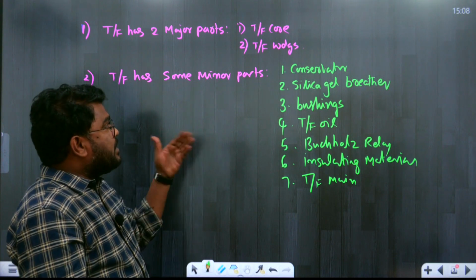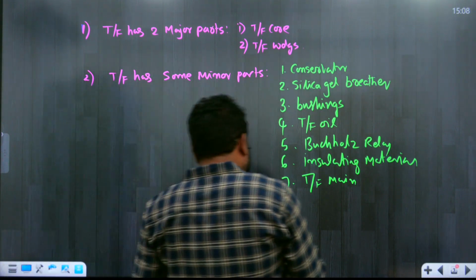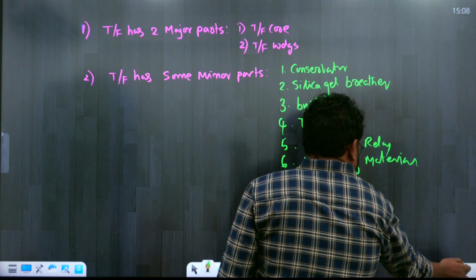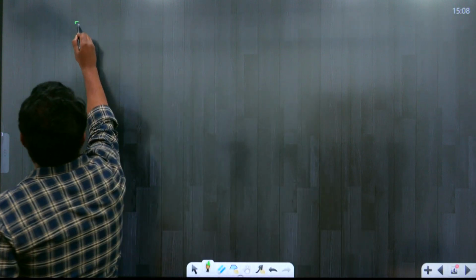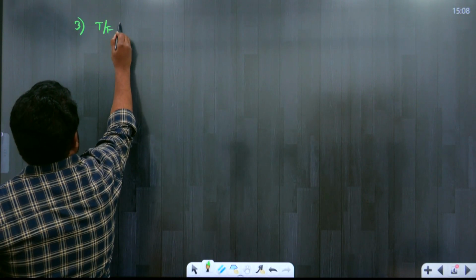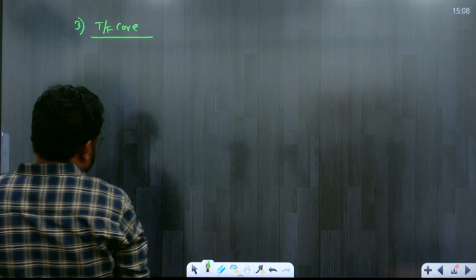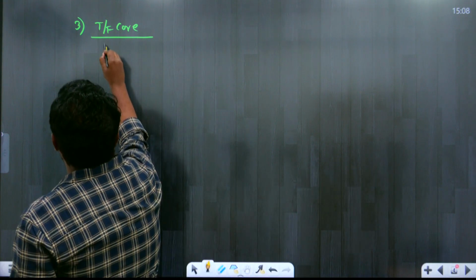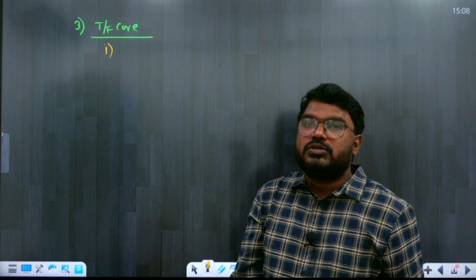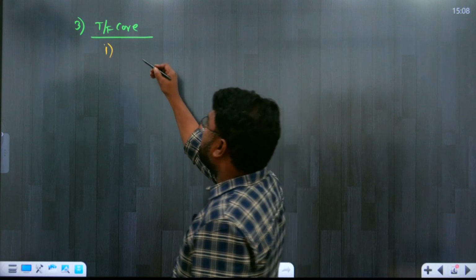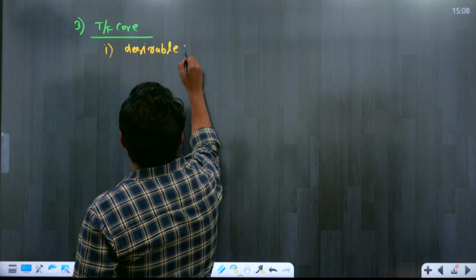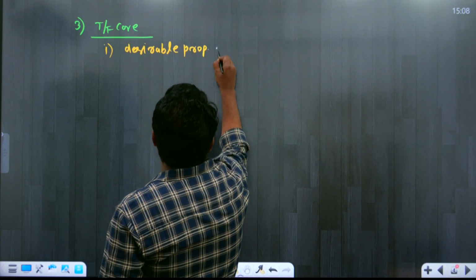Similarly, what are the possible questions from the transformer core point of view? The third point: what are the important points from the transformer core point of view? One of the questions is, what are the desirable properties of the transformer core?